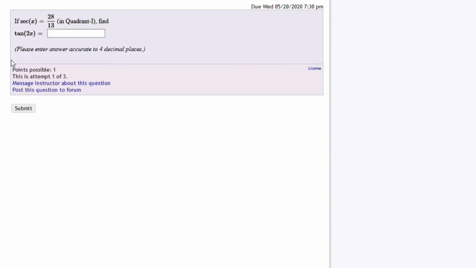Secant of x equals 28 over 13. It's in quadrant 1, and that's very important. So which quadrant it's in makes a difference. Find the tangent of 2x.